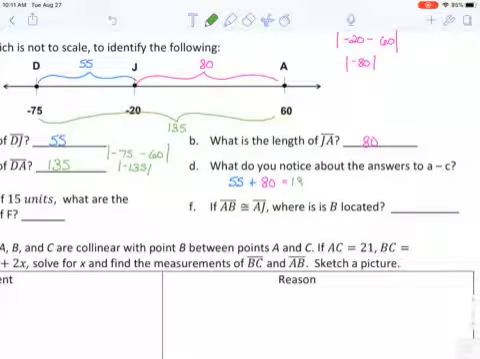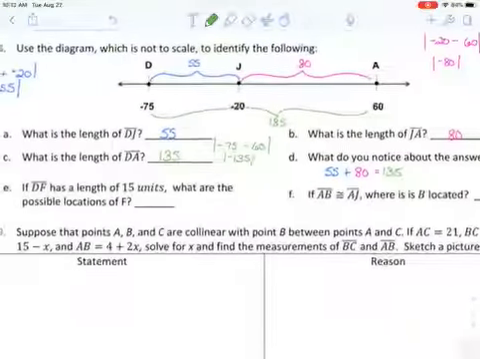There's an actual theorem called the segment addition postulate, but it basically means if you have two segments next to each other, add them up, you'll be able to find the whole thing. So I didn't have to do this work at all. Instead, I could have just said, oh, I know 55, I know 80, add them up, it has to be 135. Both methods are valid, but it is important to note that you could do it that way.